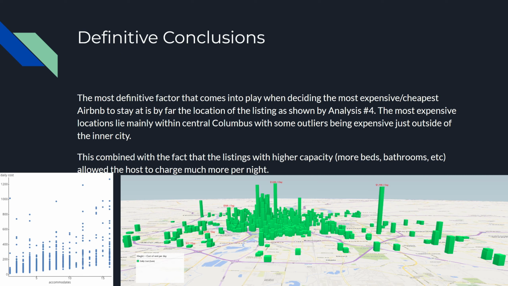The most definitive factors that come into play with the price of Airbnbs seem to be the location and the amount of people that can stay in the Airbnb, as shown in analysis 1 before, as the amenities section and the review section actually did not have much of a correlation with pricing whatsoever. So it seems as if it's mostly just location and the amount of people that can stay in it.